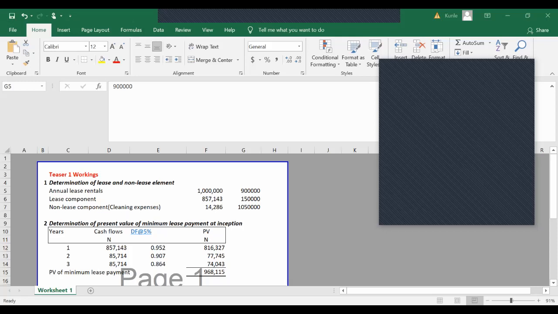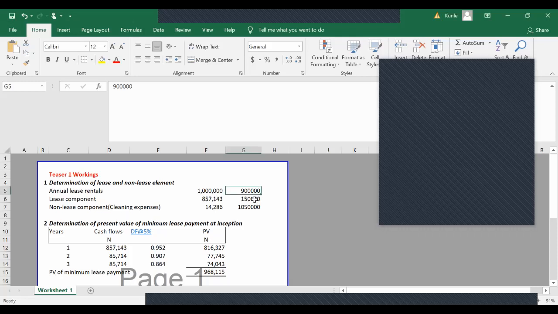So in a similar rent arrangement, we have the rental component to be 900,000, and we have the non-lease component to be 150,000. If you add that together, that will give you 1,050,000.